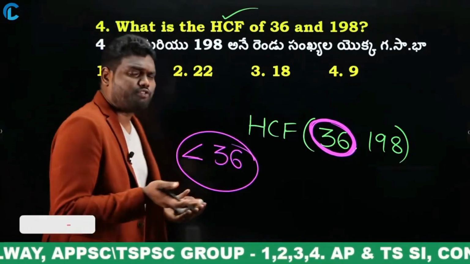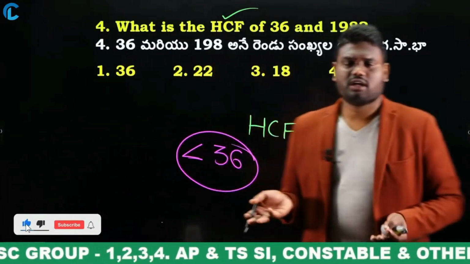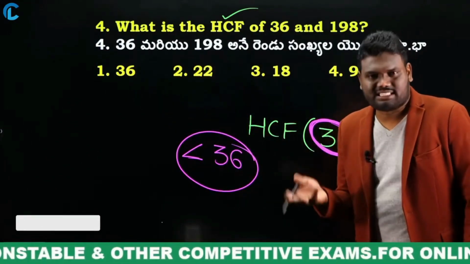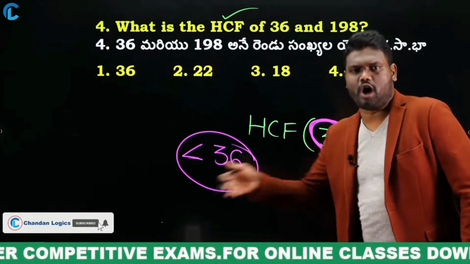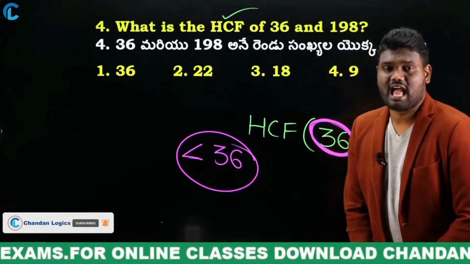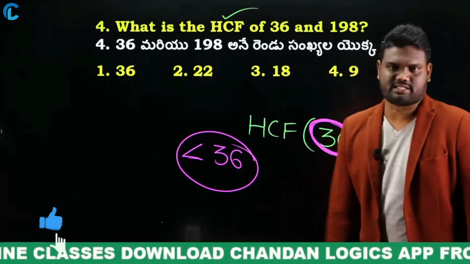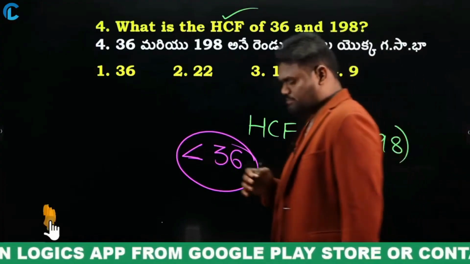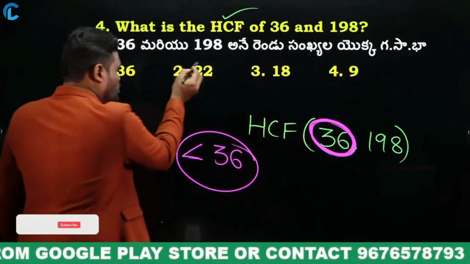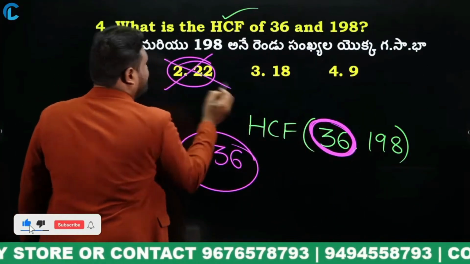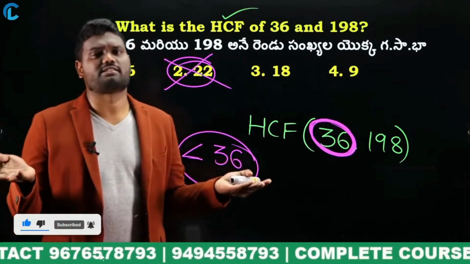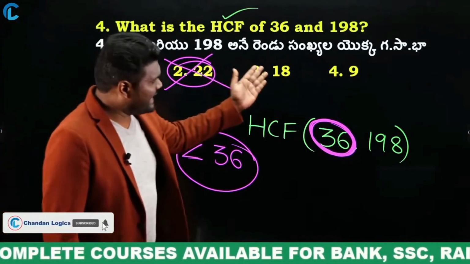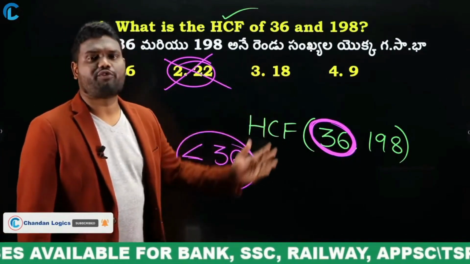Yes or no? This is the basic point. Factors of 36 are 1, 2, 3, 4, 6, and so on. Now all these are factors of 36, and factors of 36 are less than 36. Yes or no? This is a straightforward, simple point. Now observe carefully. 22 is not a factor of 36, simply neglect it. Now 36 is a factor of 36, 18 is a factor of 36, 9 is also a factor of 36.